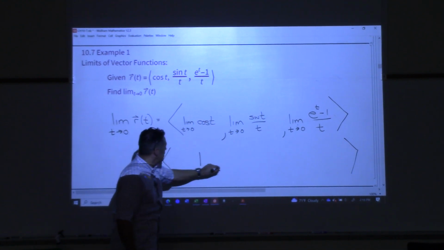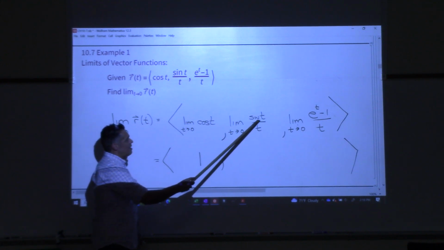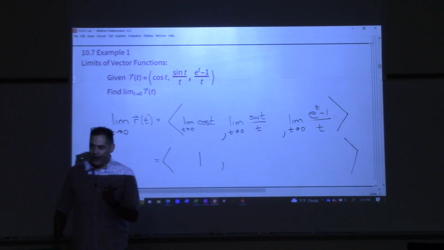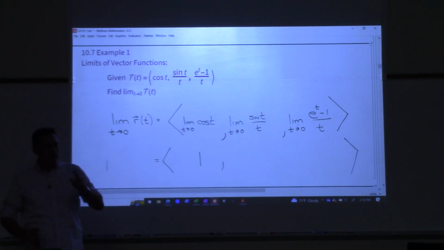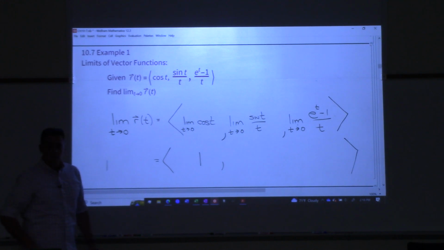1. Okay, now I try the next one. Direct substitution. Sine of 0 is 0. Divide that by 0, you get 0 over 0. 0 over 0 is not good, right? No. You have to figure out some way around that. So there's a couple of different options.